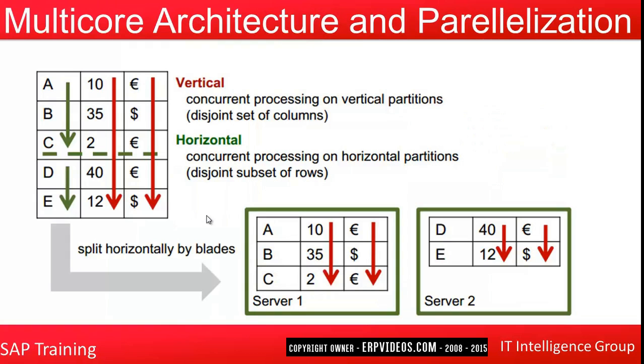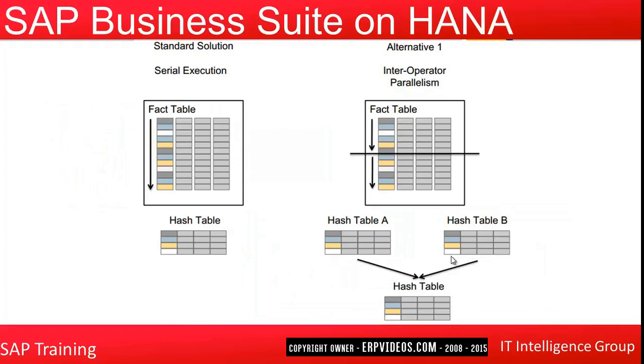Okay, then here it's about the multi-core architecture and parallelization. Okay, so as you can see, for example, this is your data. Okay, so you can see this ABC has gone into this, DE has gone into this server, and the cores from these two servers are leveraged and they are running in parallel. Okay, so this is about the parallelism.